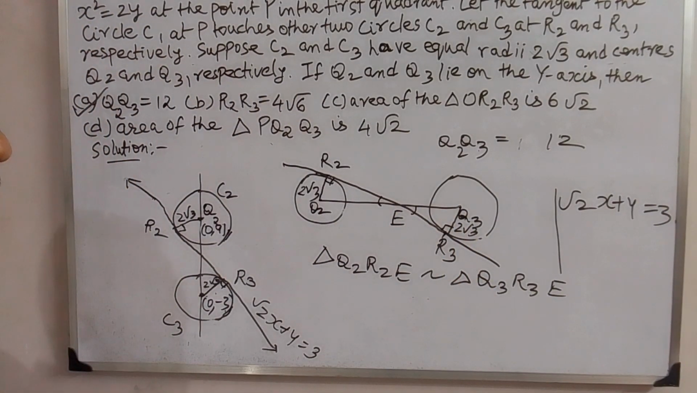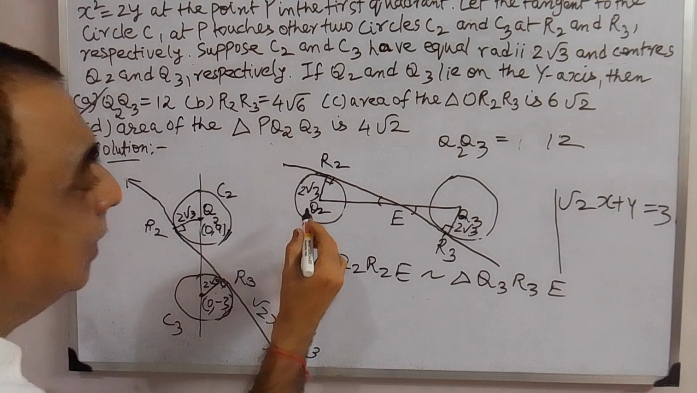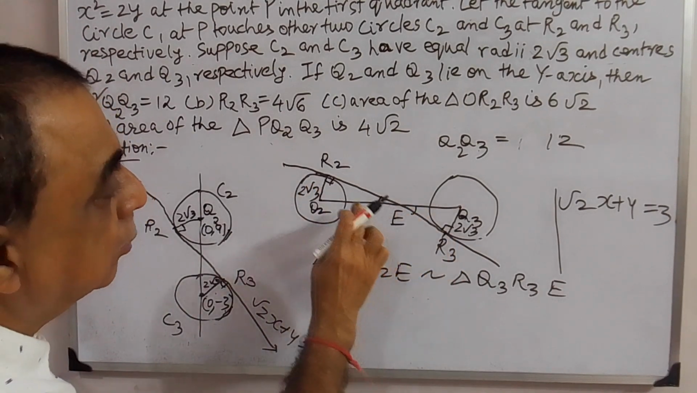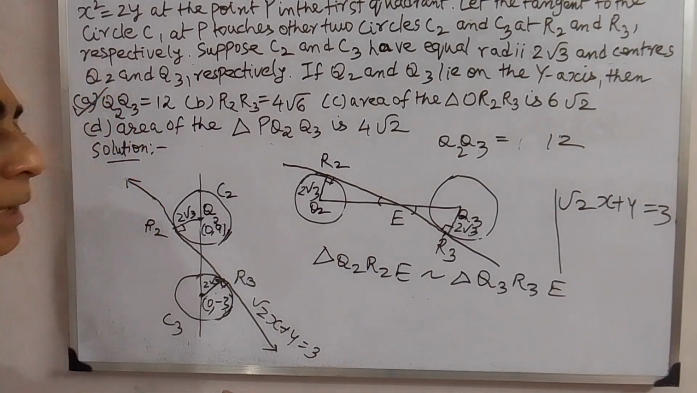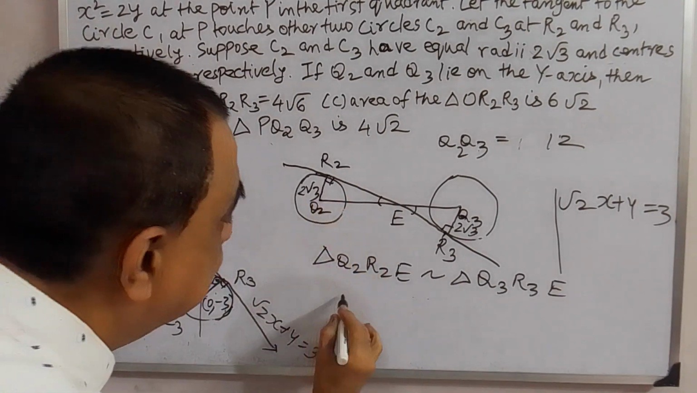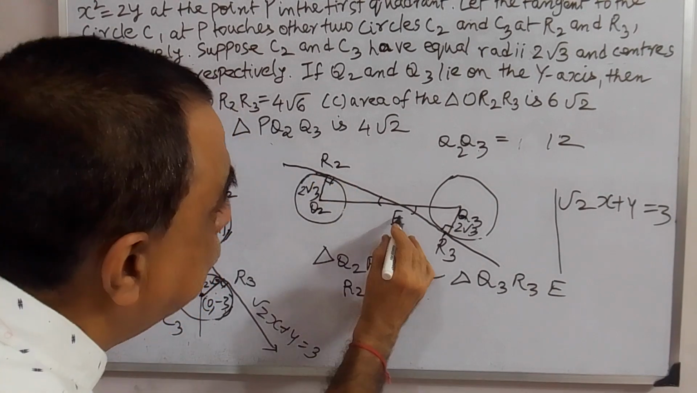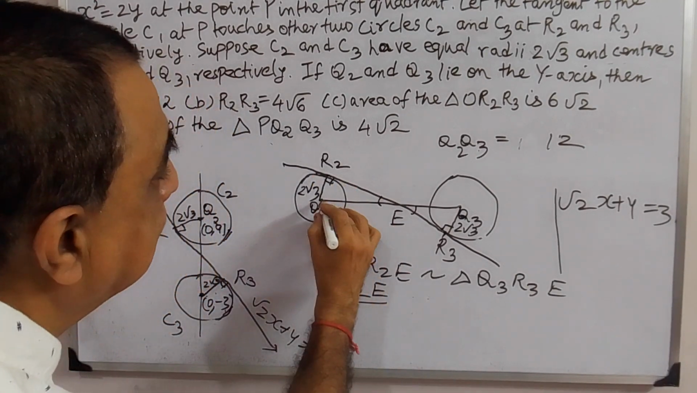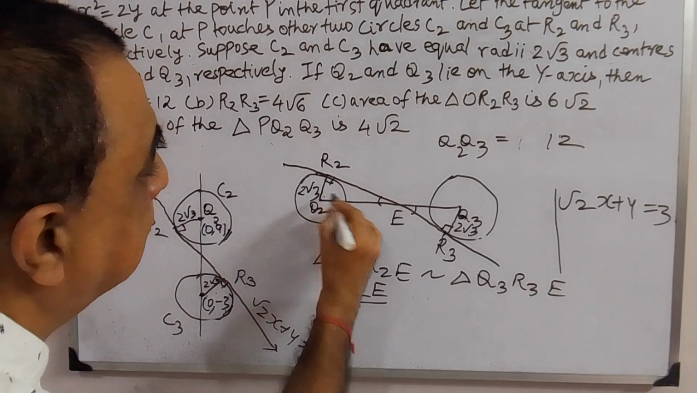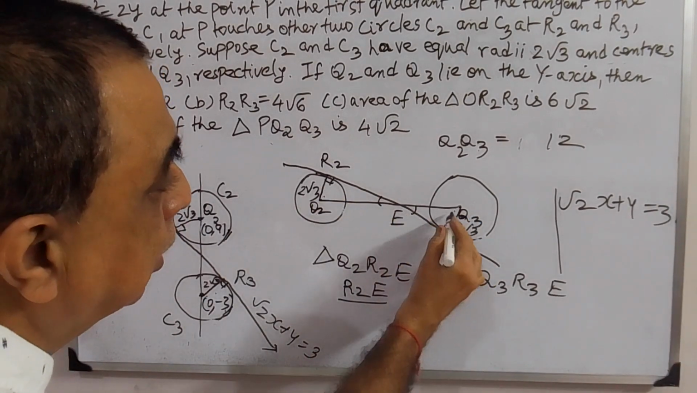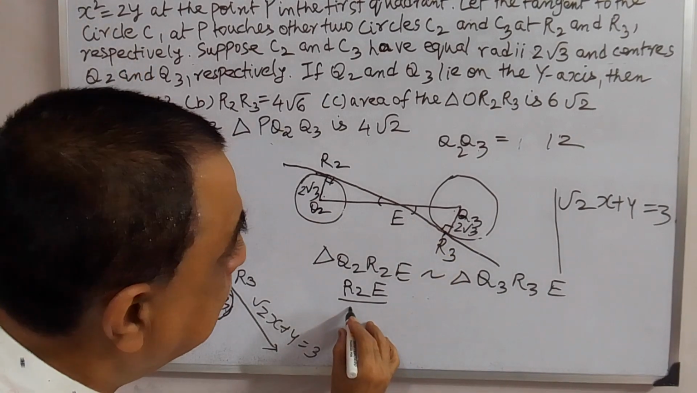Now, because the triangles are similar, the ratio of the corresponding sides will be proportional. So we will get R2 E. This is the side opposite to the third angle, which we have not taken in both the triangles. So the sides opposite to the third angle will be proportional.